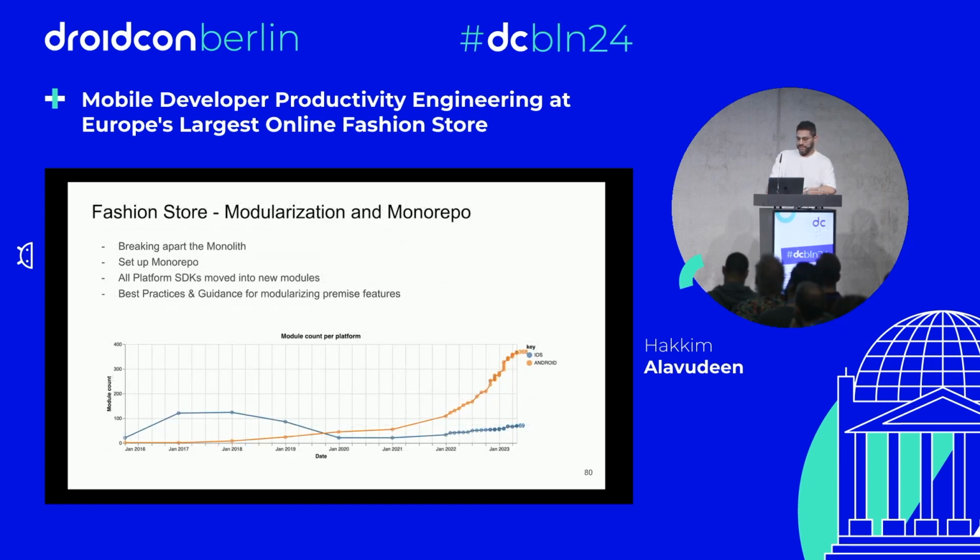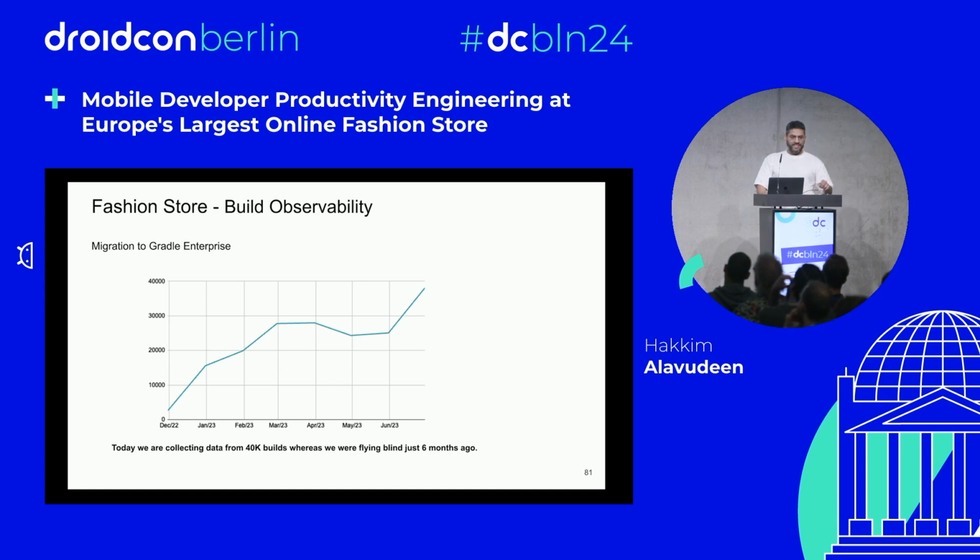So what was the result of all of this? This is a little bit outdated now that we're in July, but I talked about this explosion of modules, and you can see that happening with our Android code base. With iOS, it's a little bit slower, but we're starting to catch up also. We didn't have much data before, and today we collect data from roughly 40,000 builds across our departments, which of course opens the door to all kinds of possibilities for collecting and deriving insights.